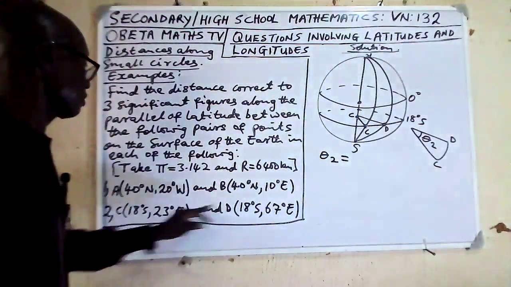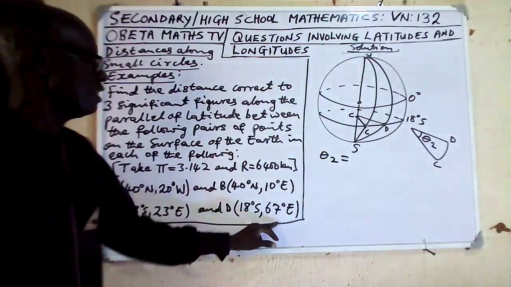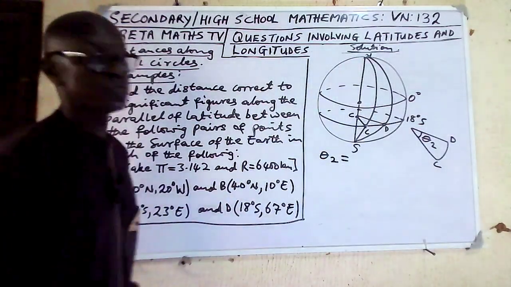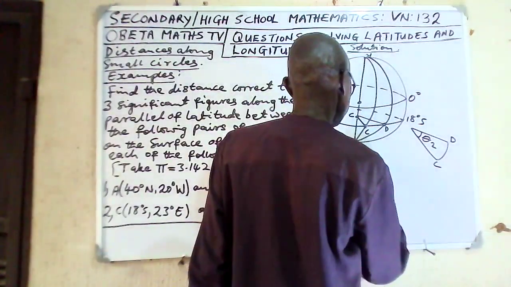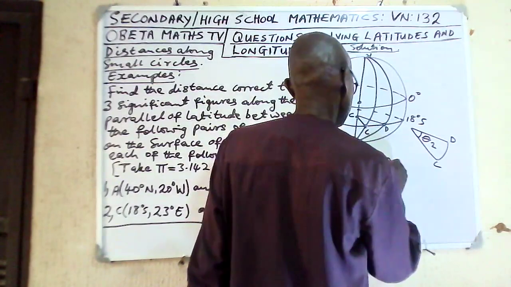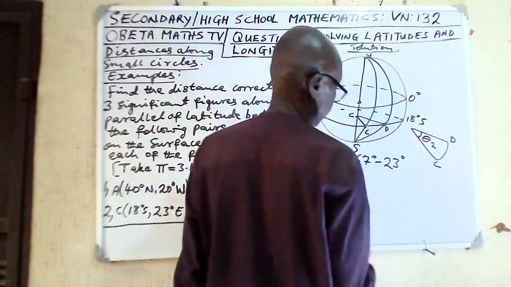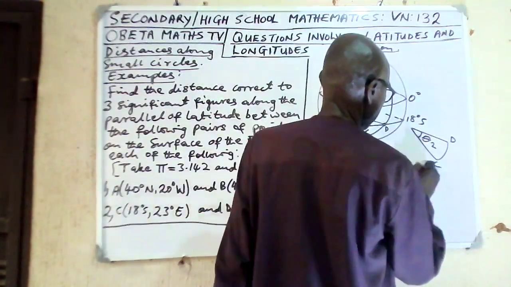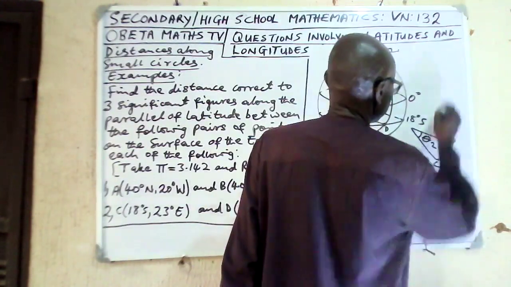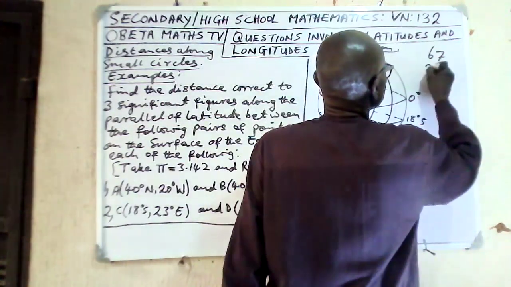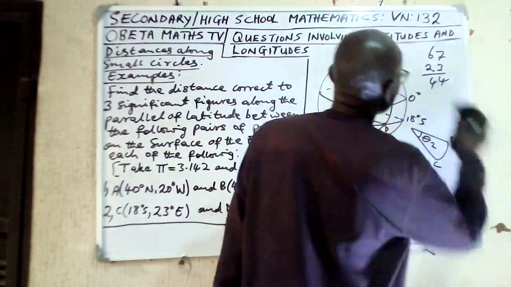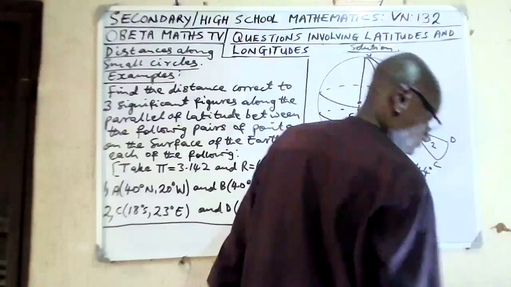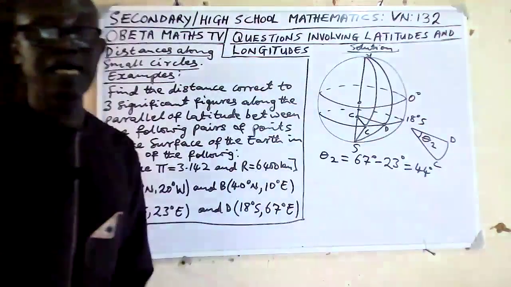Remember that when we have the same position, that's east, we have to subtract. That should be 67 degrees minus 23 degrees. That will give us 44 degrees. So, and that is that.